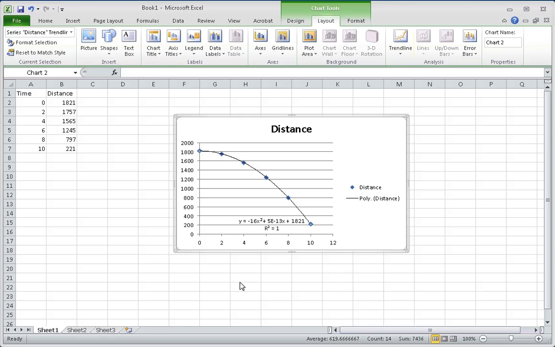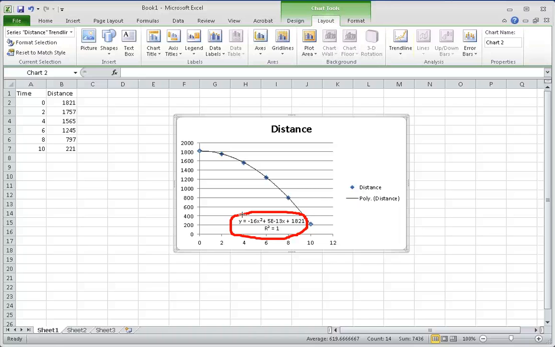All right, so we can see we have our equation written down here. And we have our correlation coefficient. It's 1, which is really good, which means we predicted correctly. This is a quadratic relationship.